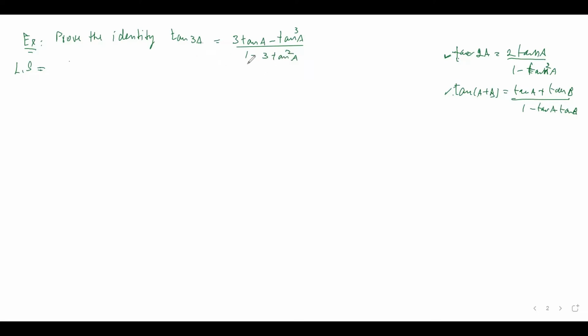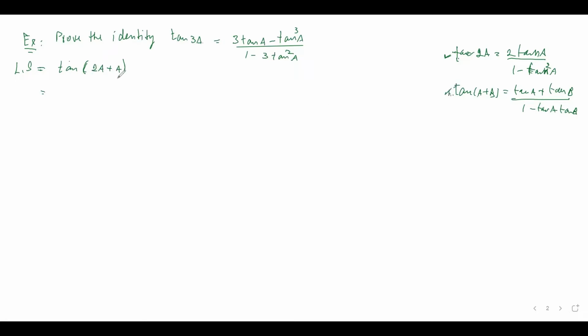Okay, so this one is going to be: I use tan 3A, I can break it down into tan (2A + A), correct? But don't forget the bracket, okay? Because 2A plus A becomes tan 3A. So next, we use the formula, the bottom one here.